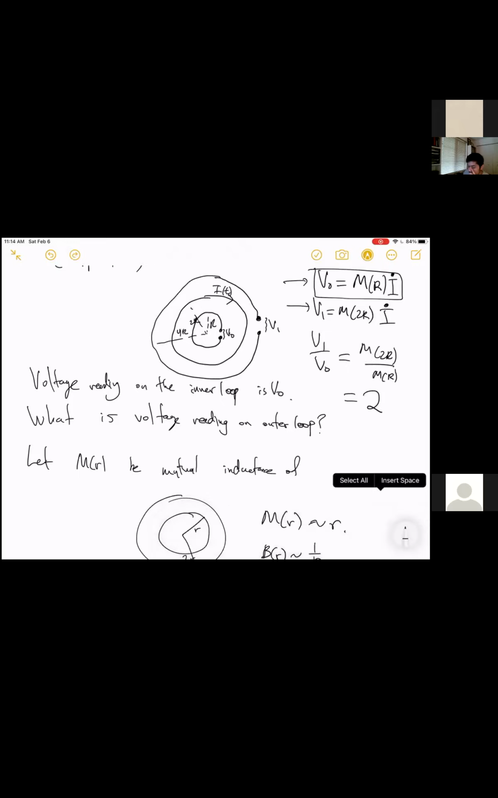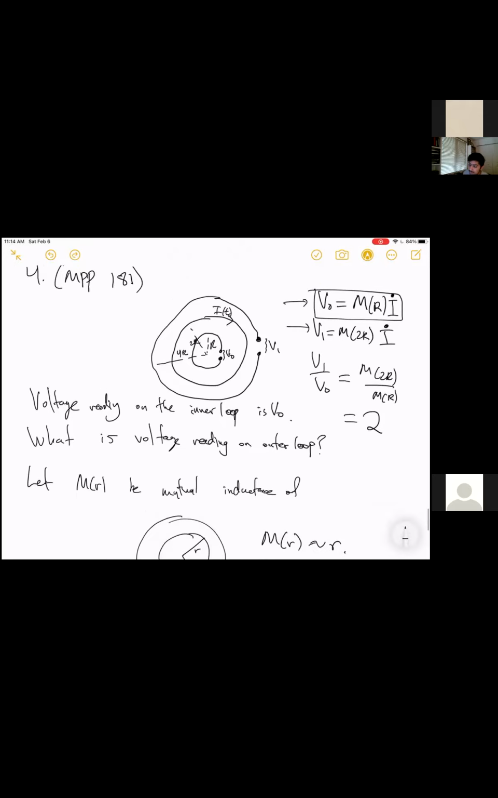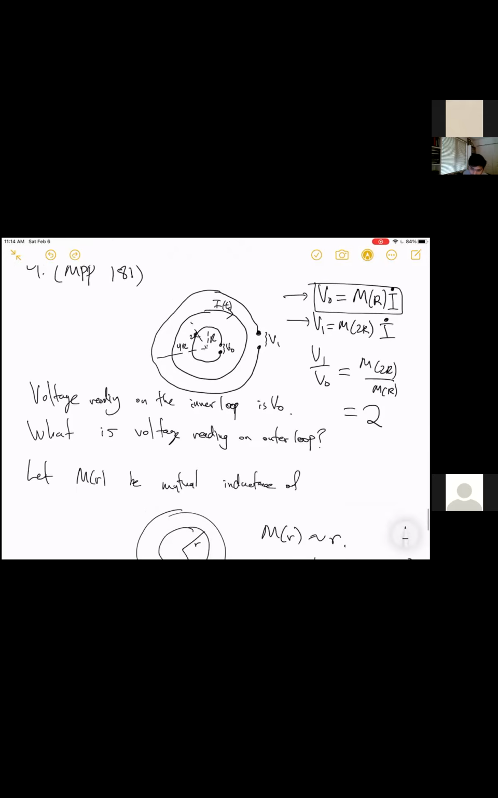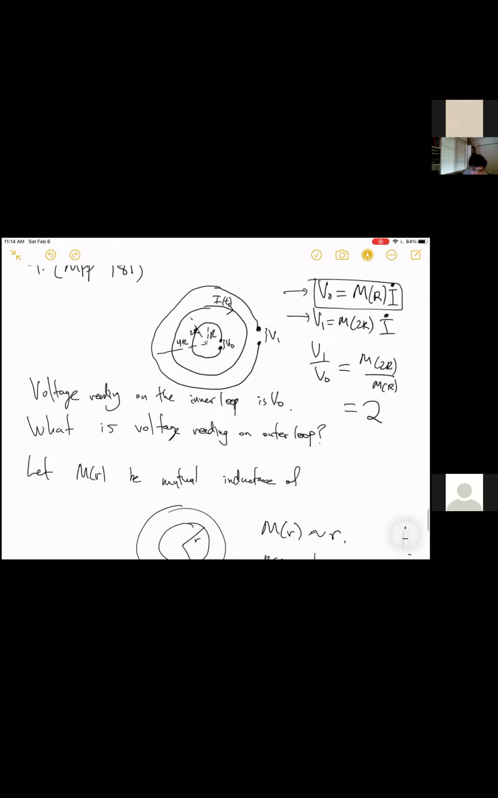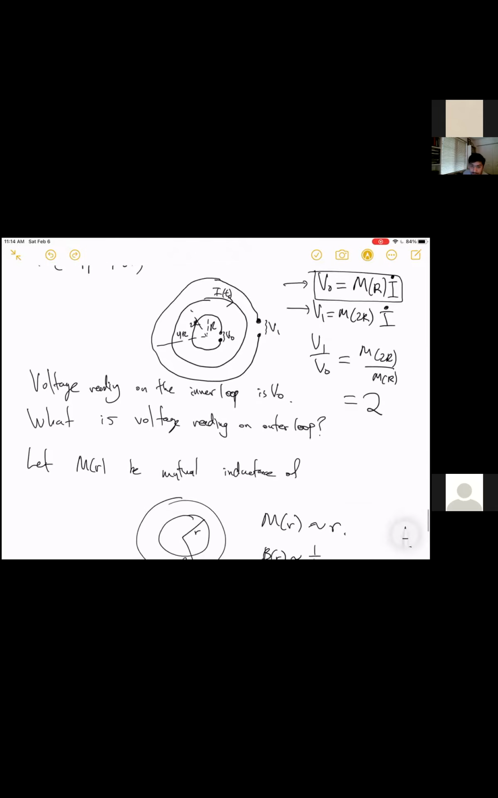So what I'm trying to say is that you couldn't have done this directly with Faraday's law. You need to use the symmetry of mutual inductance for this problem. Anyways, any questions about this?